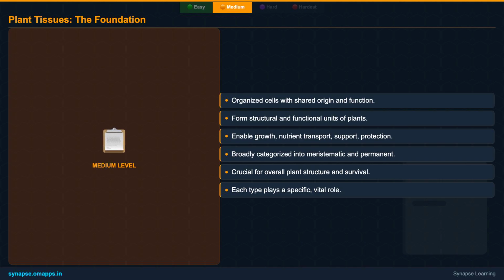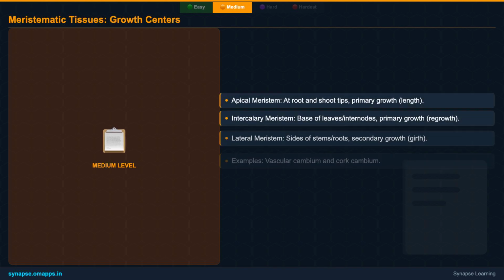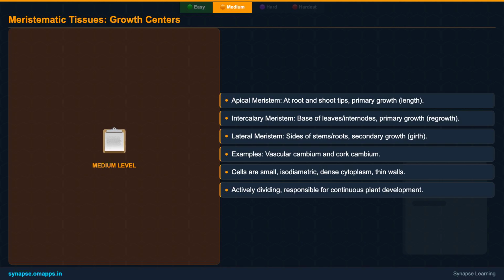They allow plants to perform essential functions like photosynthesis, absorb water and nutrients, and stand tall against gravity and wind. Let's explore meristematic tissues in more detail. The apical meristem, found at the very tips of roots and shoots, drives primary growth, making the plant longer. The intercalary meristem, often found in grasses, helps parts like leaves grow back after being grazed.